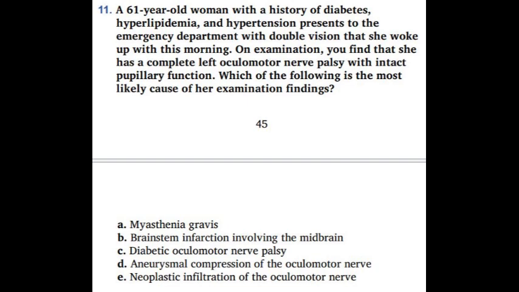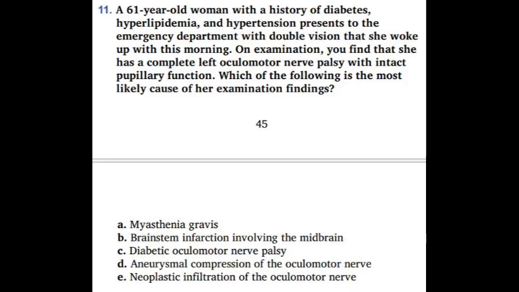So this is myasthenia gravis. MG will not cause this. In fact, MG usually presents with bilateral ptosis. It will not cause this classical presentation. Next is brainstem infarction involving the midbrain. Well, the patient probably could have this issue, since the oculomotor nerve is located in the midbrain, but it will cause a wide variety of other symptoms, like other cranial nerve and other neurological symptoms. The next is diabetic oculomotor nerve palsy, which we said is correct.